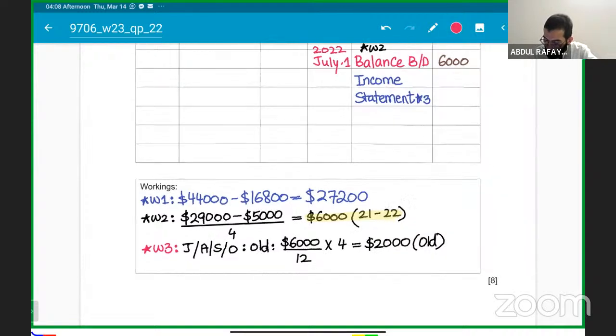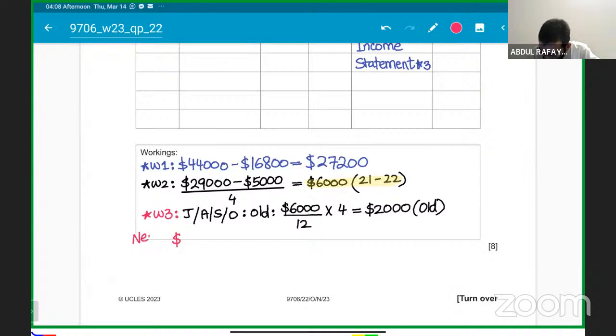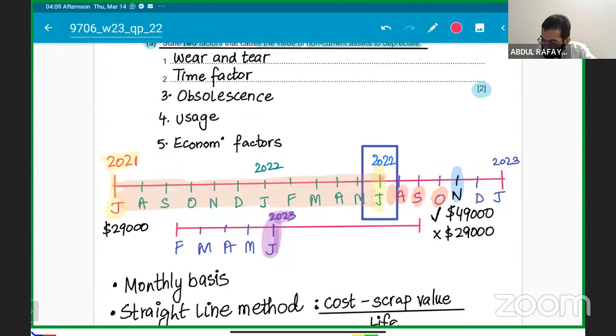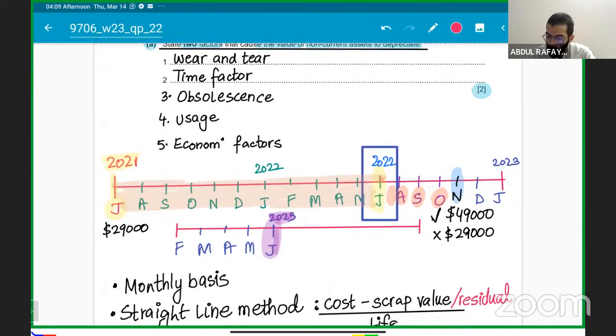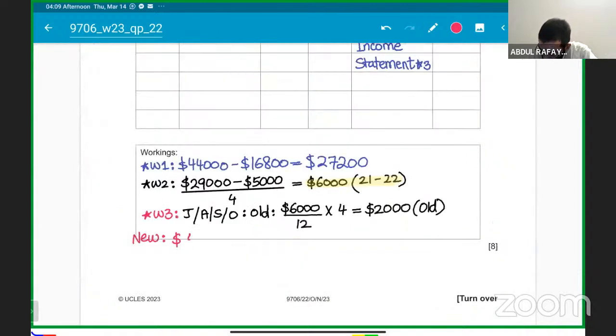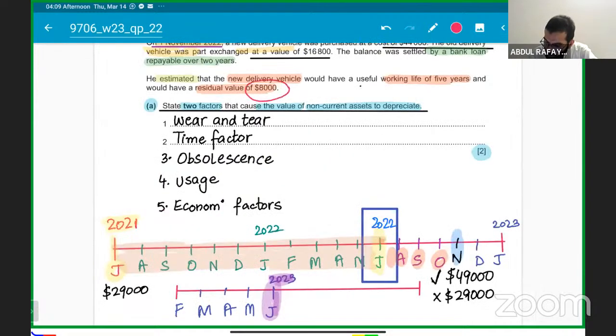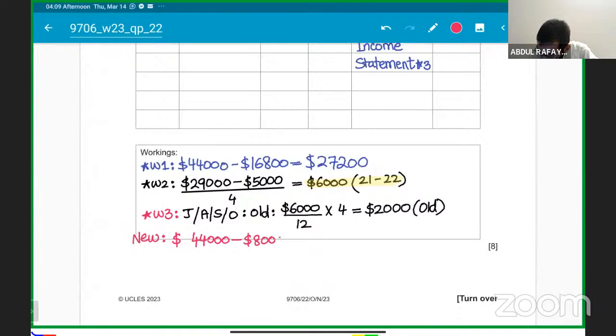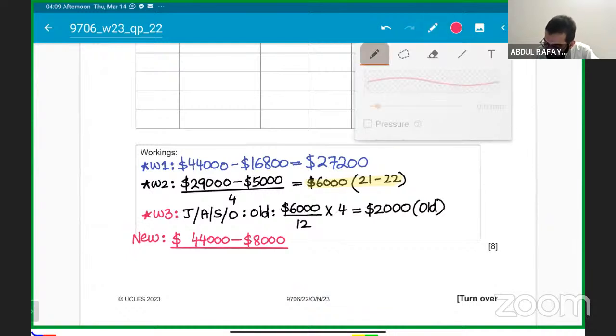Understood? Next, we talk about the new delivery vehicle now, sir. The new delivery vehicle cost is 44,000. Accordingly, same formula: cost minus residual value, or scrap value, divided by life. It's also called residual value. It's the same thing, so don't worry about it. So we have 44,000 as the cost minus the scrap value, which is 8,000. Understood? The scrap value is 8,000, and we have a working life of 5 years. So 44,000 minus 8,000, divided by 5, will give the answer.